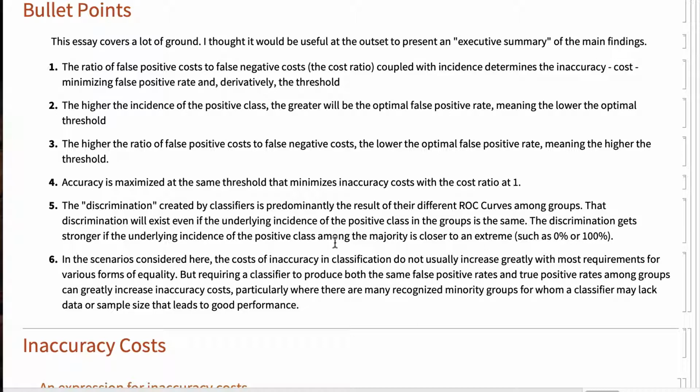Finding 6. In the scenarios considered here, the costs of inaccuracy in classification do not usually increase greatly with most requirements for various forms of equality. But requiring a classifier to produce both the same false positive rates and true positive rates among groups can greatly increase inaccuracy costs, particularly where there are many recognized minority groups for whom a classifier may lack the data or sample size that leads to good performance.